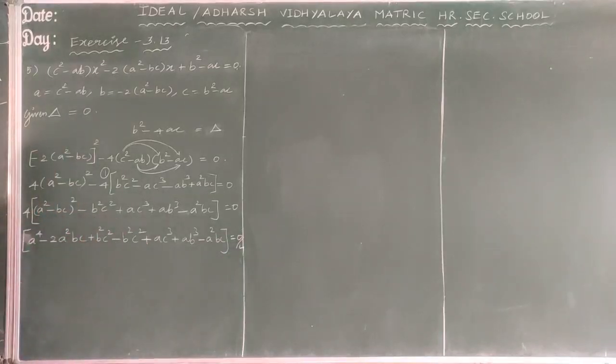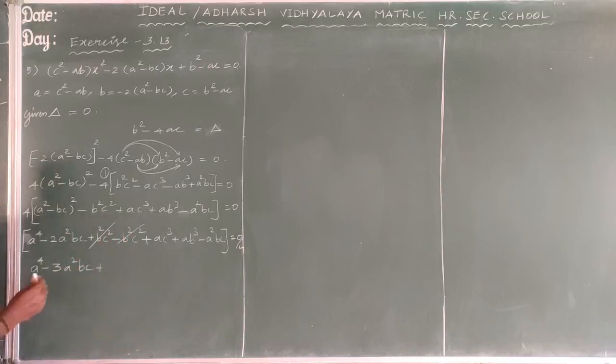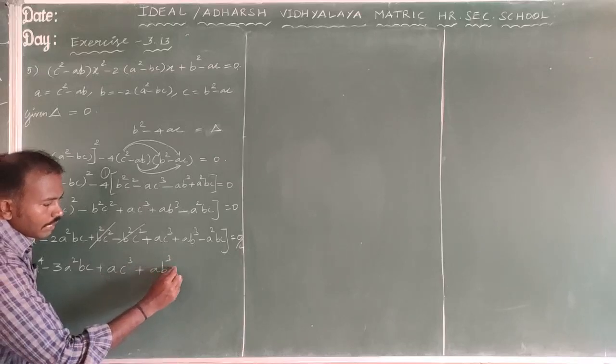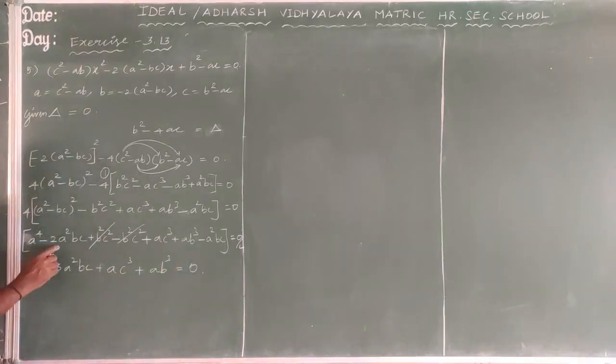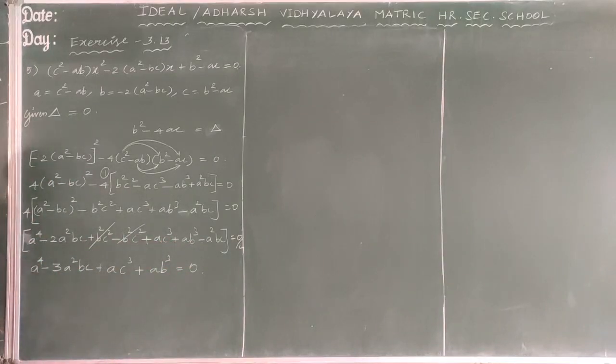Shifting the 4 to the right side, 0 divided by 4 is 0. Then a to the power 4 minus 2a square bc minus a square bc, so minus 3a square bc, then plus b square c square minus b square c square cancel, then plus ac cube plus ab cube is equal to 0. After simplifying, we get minus 3a square bc.